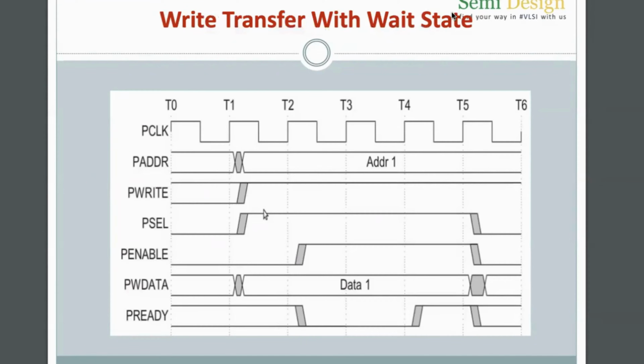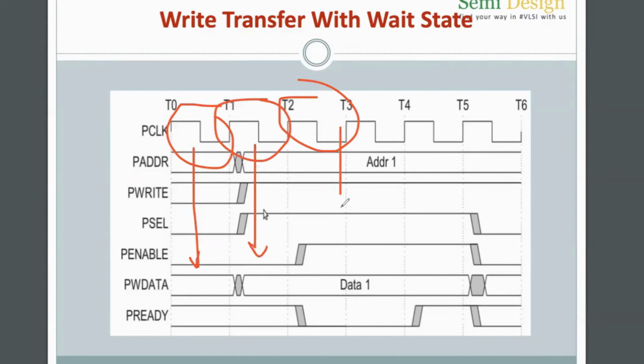So T0 is nothing but the idle phase, T1 is the setup phase, and T2 is the access phase. In each phase, what is happening is what we discussed yesterday. The same thing you need to apply in the programming. By using the finite state machine, you can take the state here, the idle state.